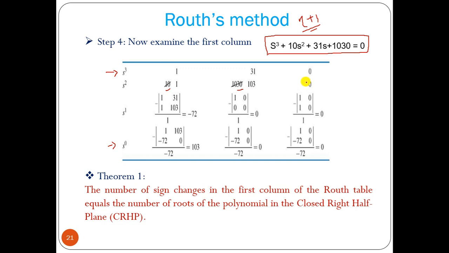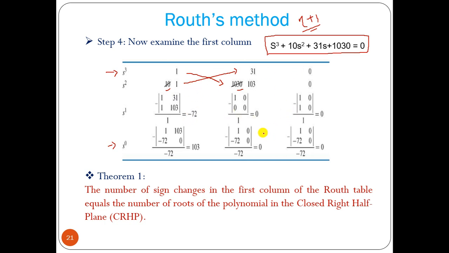These values are 0. Alternately you have to place, then you have to calculate. So 10, 1030, we can divide this row by 10. So 103. So what we can do? 1 into 31, 1 into 103 divided by 1. Okay. 1 into 31 minus 1 into 103. So it will be minus 72. Okay, then this will be 0.